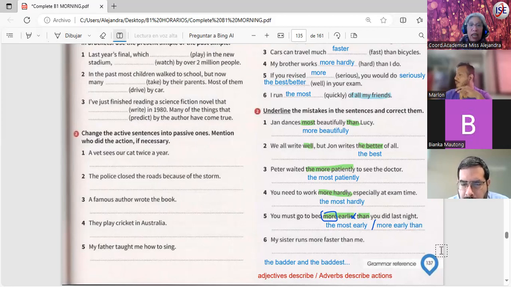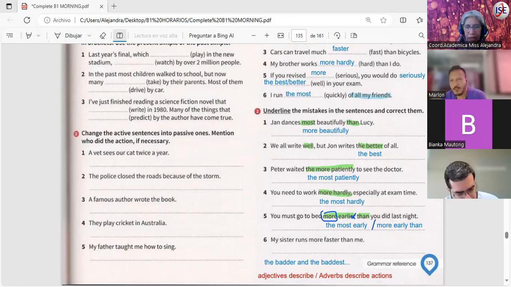And early, as well as lovely and friendly, are adjectives and adverbs at the same time. Those three words, lovely, friendly, and early, are adjectives and adverbs at the same time.